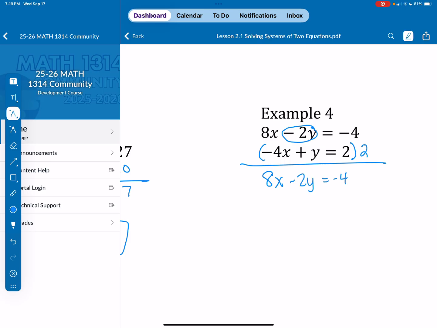Okay, and then I'm going to distribute my 2 times negative 4 to get negative 8x. 2 times y gives me positive 2y. And 2 times 2 gives me 4. Okay. Again, remember we're adding these equations. Well, 8x plus negative 8x is going to cancel to 0. Negative 2y plus positive 2y is going to cancel to 0. But I need a placeholder on that side. And then negative 4 plus 4 cancels to 0. Now, 0 does equal 0, so because that's a true statement, that means this answer would be infinite solutions.